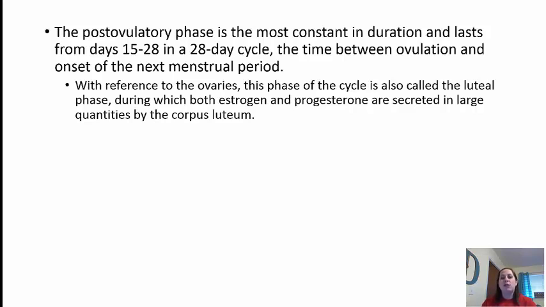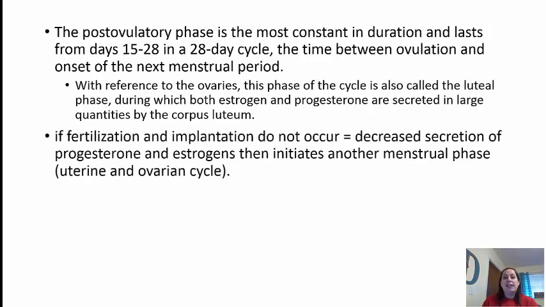So with reference to the ovaries, this phase of the cycle is also called the luteal phase, during which both estrogen and progesterone are being secreted in large amounts by that corpus luteum. Now, if fertilization and implantation does not occur, let's say that the egg does not get fertilized, it does not get implanted, we see that there's a decreased secretion of the progesterone and estrogens. This initiates another menstrual phase. So it allows us to then go and start back over on day 1, where the uterine cycle is going to start with menstruation, the removal of the endometrium, and then the ovarian cycle is going to start over with creating a new follicle to then release a new egg the next month.